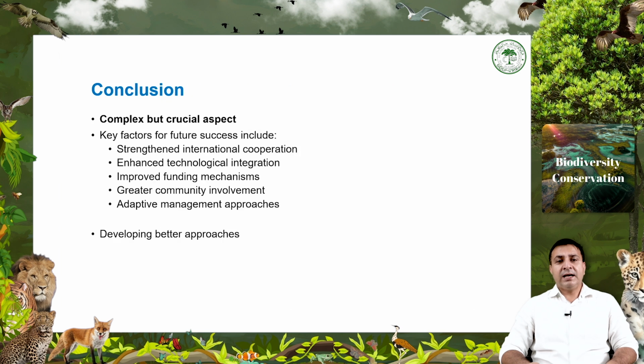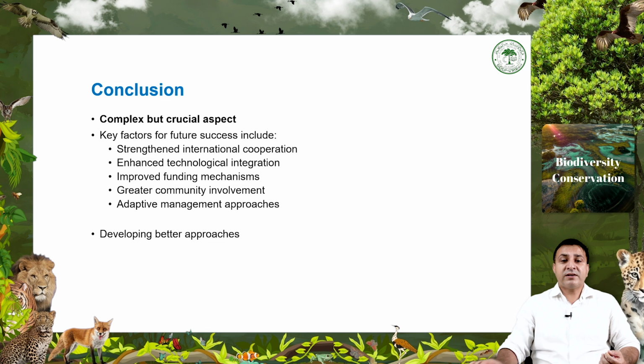We can say in the last that transboundary biodiversity management or conservation represents a complex but crucial aspect of global conservation efforts. So success requires a combination of political will, institutional cooperation, technical innovations, and community engagement. We can say while challenges remain significant in these transboundary ecosystems, there is a need for emerging solutions and successful case studies that demonstrate the potential for effective transboundary conservation.